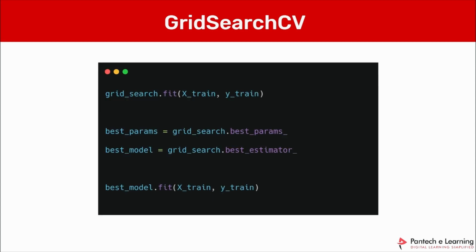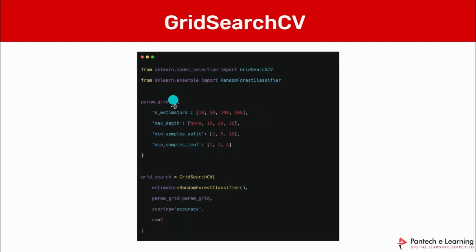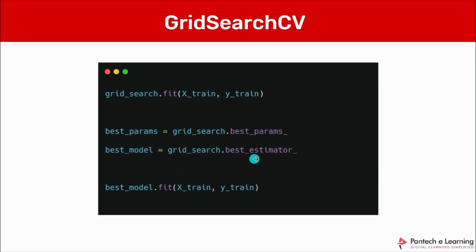Once you have it, we go with fitting our data, which is X_train and y_train. Once we have fitted it, using that object we can get best_params_, which will give me the best parameters. So you can find which is the good n_estimators value, the best combination among all these. You can use it to create another algorithm, or you can directly get best_estimator_, which gives the best model, and you can use it to fit and then predict later. So this is how we use GridSearchCV.